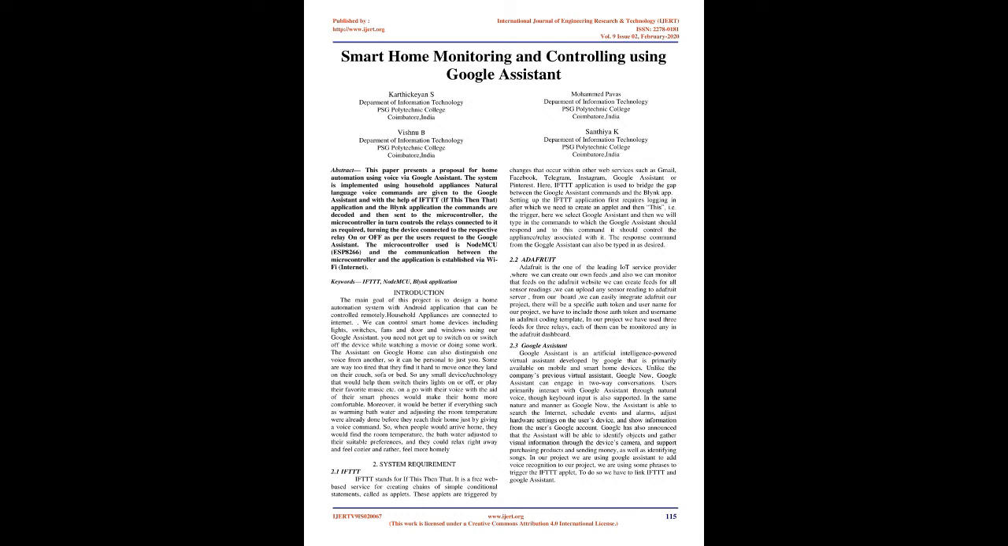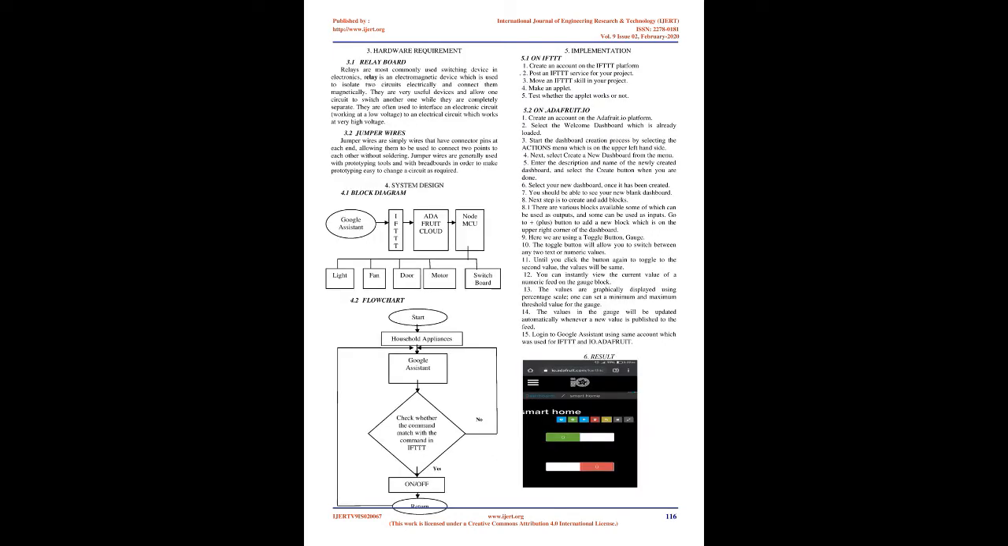Here, IFTTT application is used to bridge the gap between the Google Assistant commands and the Blynk app. Setting up the IFTTT application first requires logging in, after which we need to create an applet and then this, i.e. the trigger. Here we select Google Assistant and then we type in the commands to which the Google Assistant should respond, and to this command it should control the appliance/relay associated with it. The response command from the Google Assistant can also be typed in as desired.